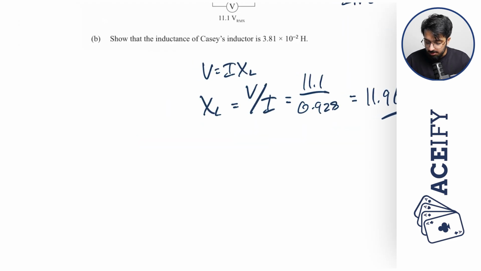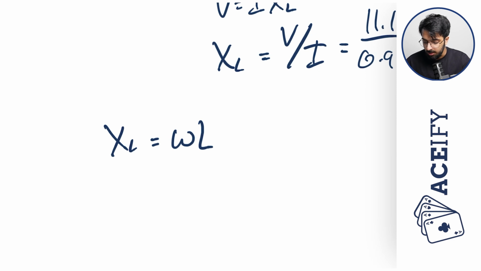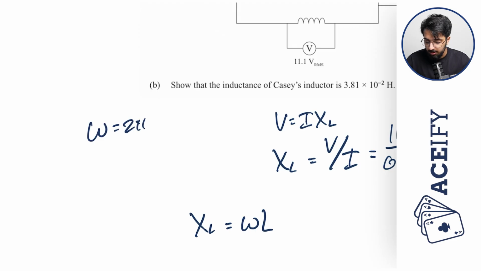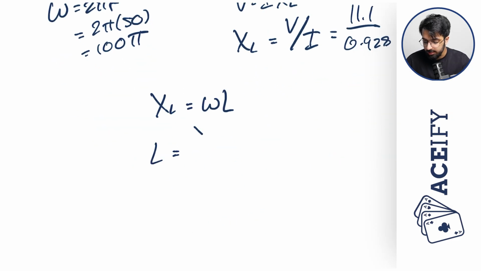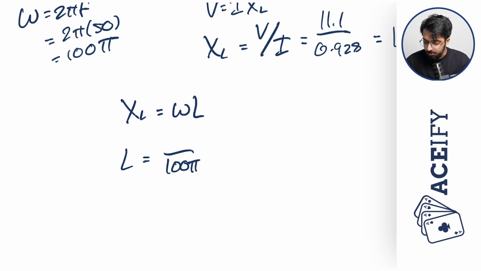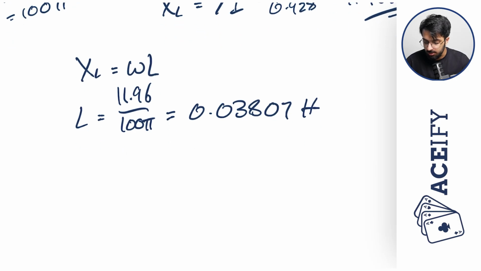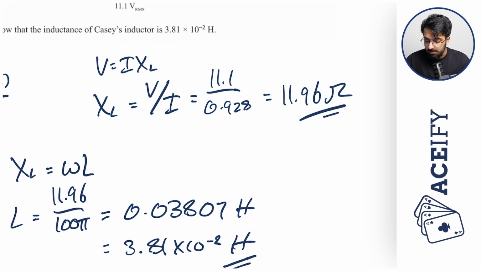Now from here, we know that the reactance of our inductor is equal to omega L. And so we can find our inductance because we're given the frequency of our power supply, and we know that omega is equal to 2 pi f. So our omega is equal to 2 pi times 50, which is equal to 100 pi. Our inductance is equal to the reactance of our inductor divided by 100 pi. The reactance of our inductor is equal to 11.96, and so this gives an inductance of 0.03807 henries, and this rounds to 3.81 times 10 to the negative 2 henries. And as you can see, this is the value that we're trying to find.